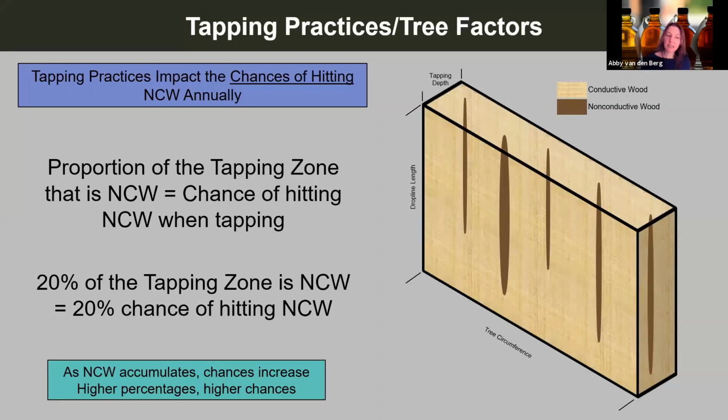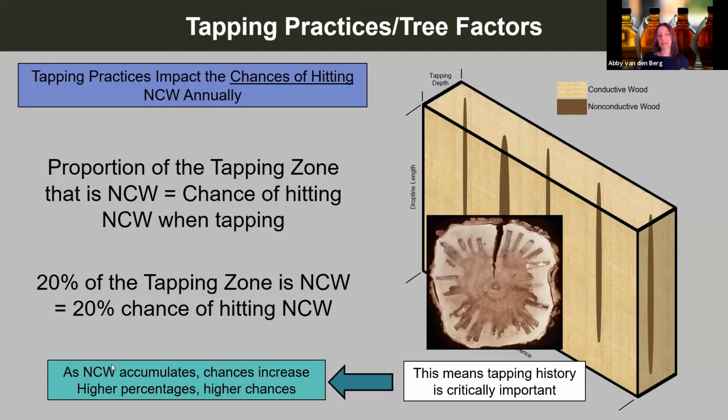So as non-conductive wood accumulates in the tapping zone, the chances of hitting it increase. And this is one of the reasons why not only are our tapping practices important, but it's really critically important to understand and know what the tapping history is of our trees, to know just how much of the tapping zone of that tree is comprised of non-conductive and conductive wood before we even start.